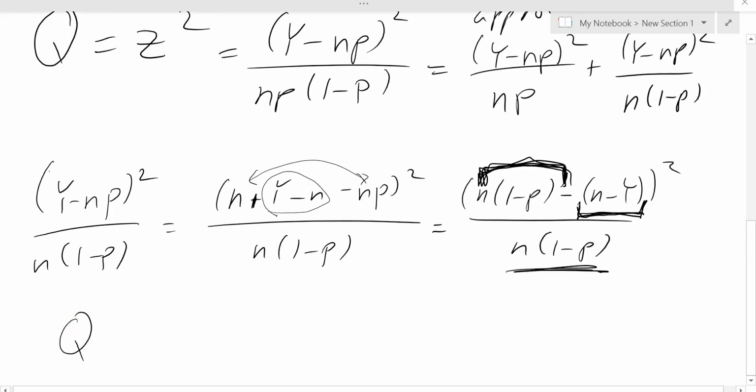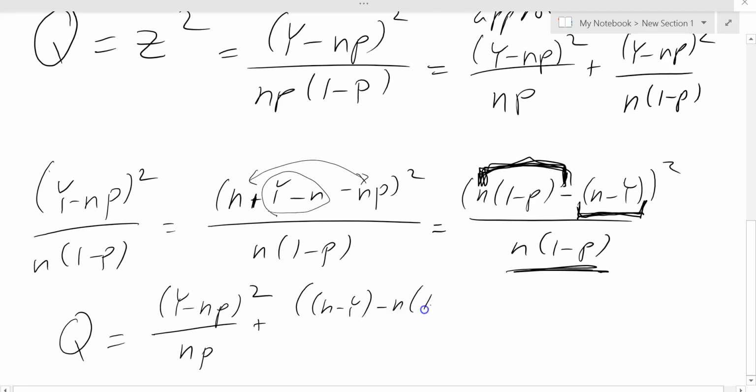So this q now becomes y minus np squared over np, plus n minus y minus n times 1 minus p squared over n times 1 minus p.